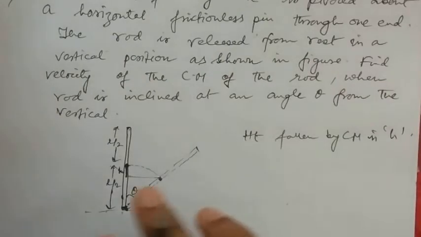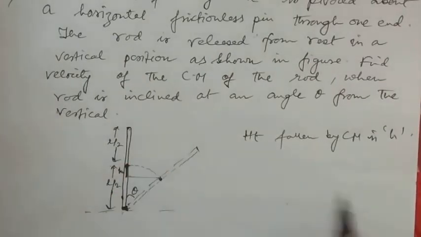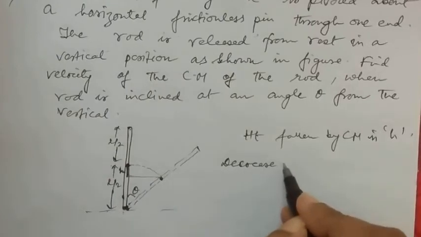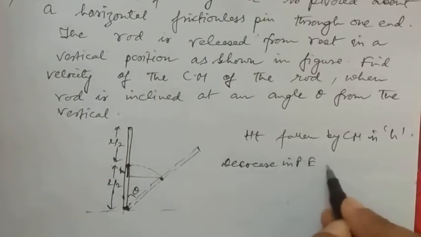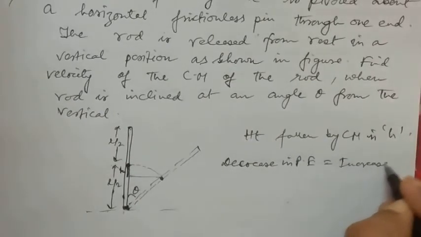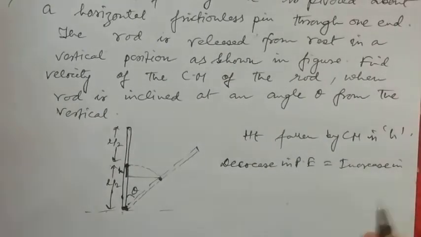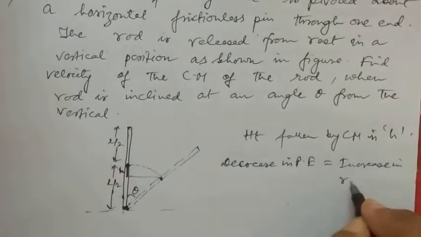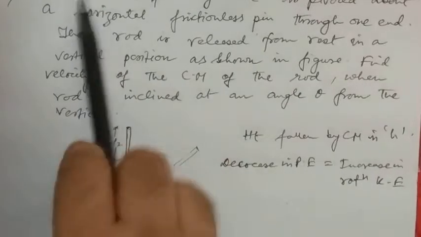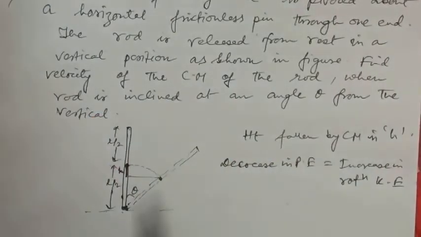Now in this process, what has happened is that the decrease in potential energy is equal to the increase in kinetic energy. But we have to state what kinetic energy: rotational kinetic energy, because the rod has started to rotate with respect to the position of the pin.